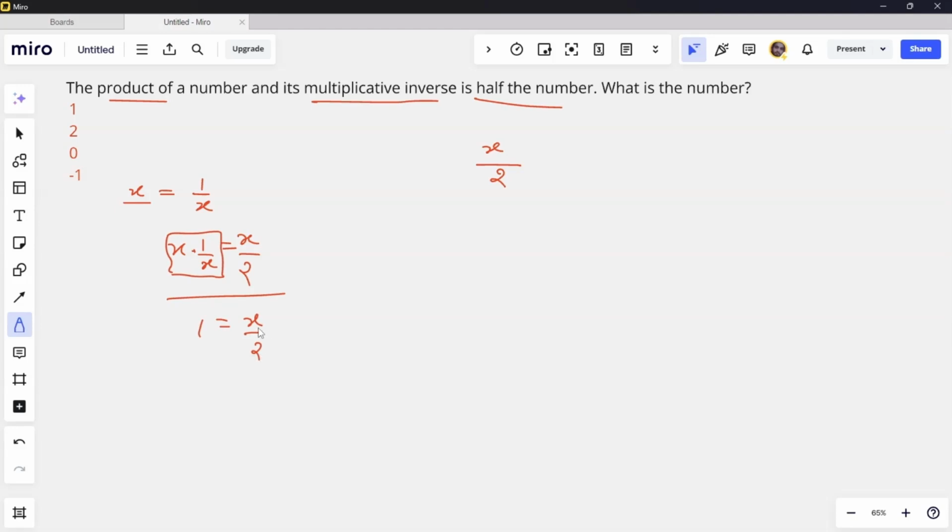Now to isolate x, we will multiply both sides by 2. Multiply by 2, so it will get cancelled out. 2 into 1 equals 2, equal to x. So what is the value of x? The value of x is 2. It means the second option is the correct option.